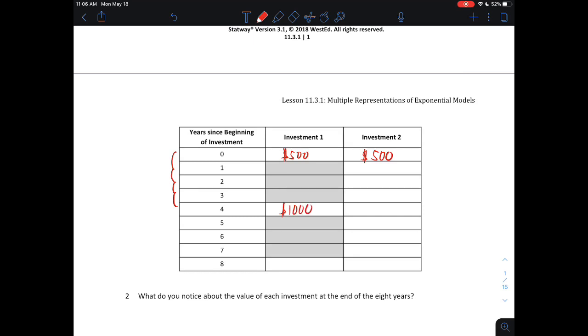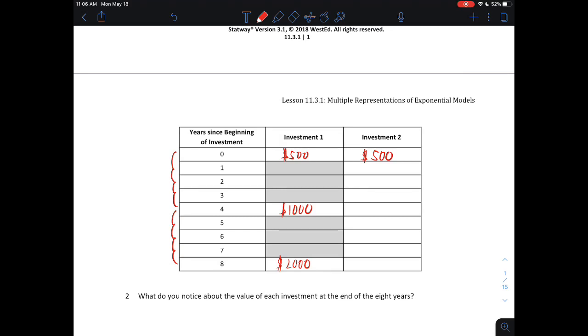And then another 4 years after that would be year 8. We would double again. Remember, it's doubling every 4 years, so this is doubling from what it was at year 4. So that means at year 8, it's 2 times 1,000, which is 2,000. So investment 1 doubles every 4 years, and this is what we would get. $500 to start with, then $1,000 after 4 years, and then $2,000 after 8 years.